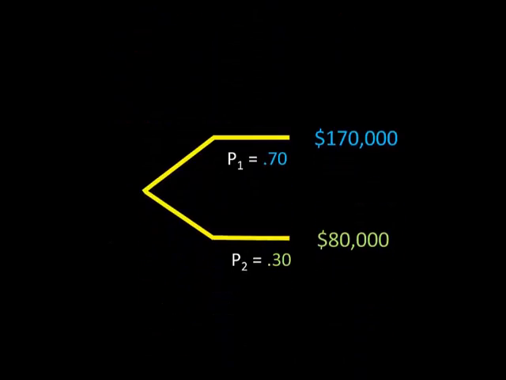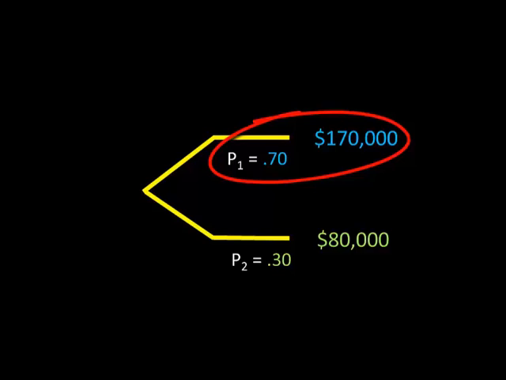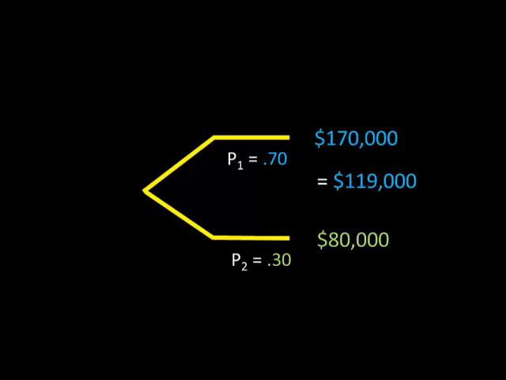All right, let's go back to our developing decision tree. We understand what the probabilities mean, and now we have our 2 outcomes. What we're going to do is take that particular outcome, the $170,000, and multiply it times that 0.7. And that's where we get $119,000. We're going to do the same for our low end outcome with the 0.30, and we're going to get $24,000.